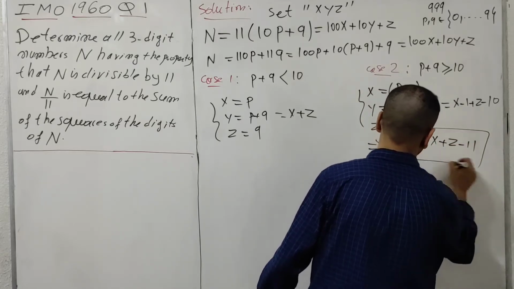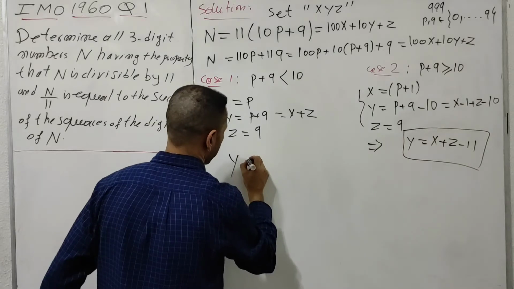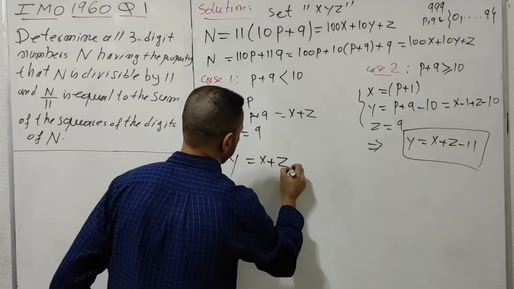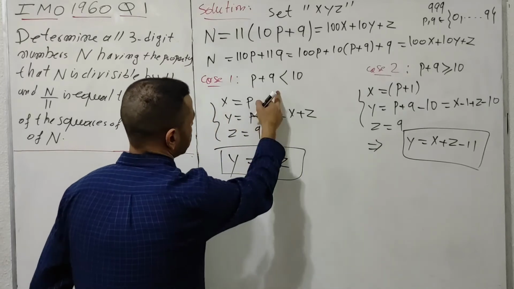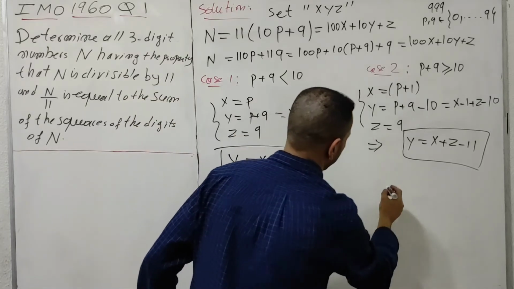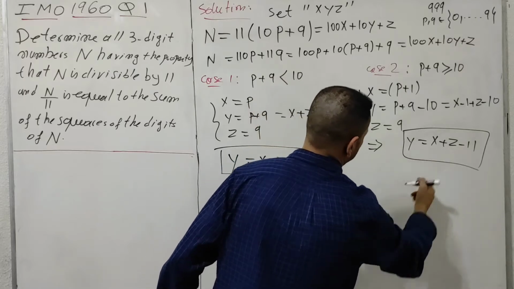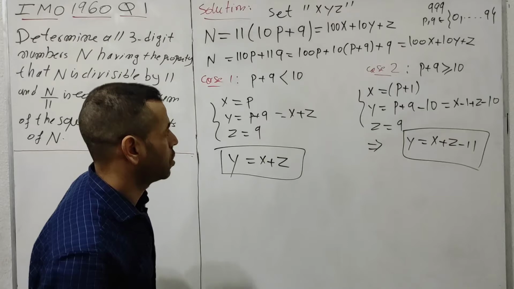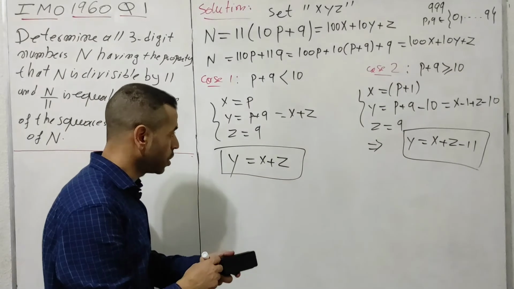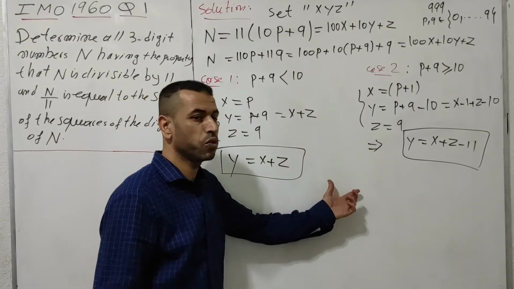Okay, now we found y equal to x plus z if p plus q is less than 10, and we found y equal to x plus z minus 11 if p plus q is superior or equal to 10. Okay, now let's move on to the next board by doing two cases.